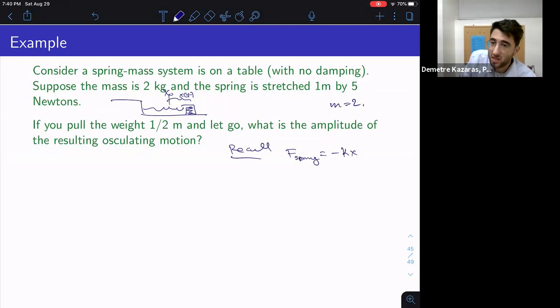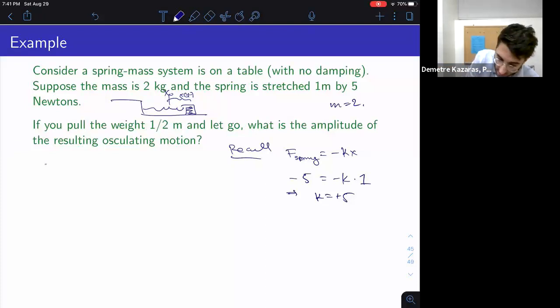Okay, so what did we just find out? If I stretch the spring a meter, so x is 1, then the force is 5 newtons to stretch it that way, which means the spring is acting in the opposite direction with 5 newtons. So K will be minus 5. Or, let's keep it positive: the spring acts in the opposite direction, so K will be positive 5.